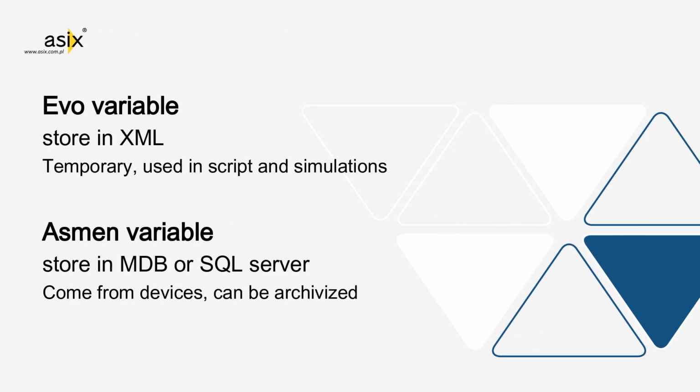Variables are categorized based on the database they're stored in. Variables stored in XML, often used in scripts and simulations, allow for quick access via scripts. ASMN refers to the module that handles physical device connections and archives. Variables in MDB or SQL Server can acquire data from physical devices such as PLCs, sensors, or field equipment. Only these variables can be archived.